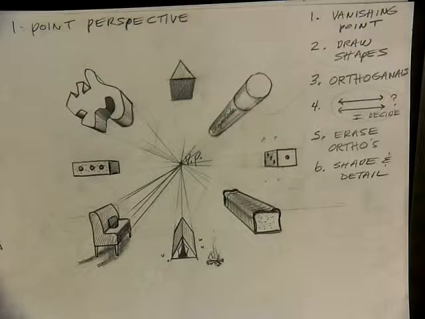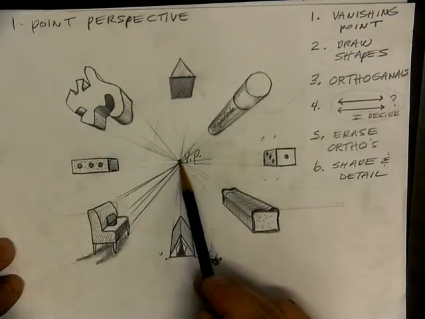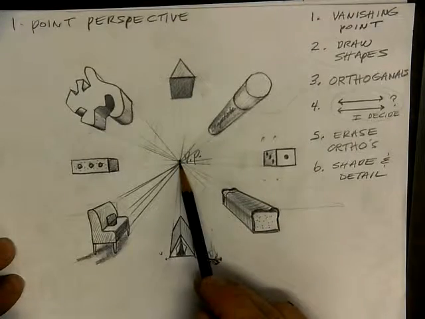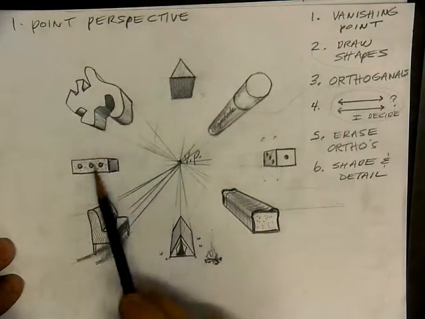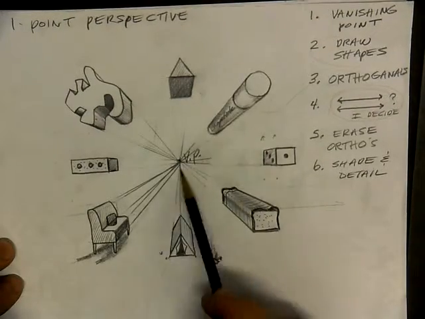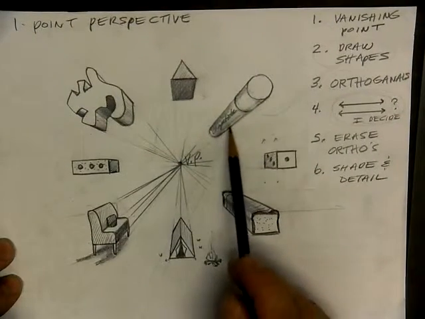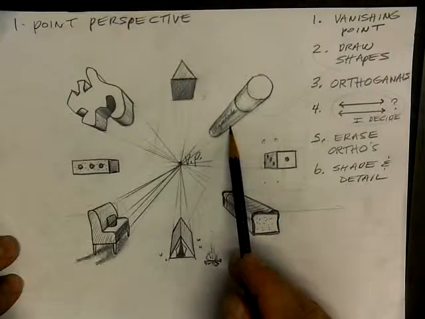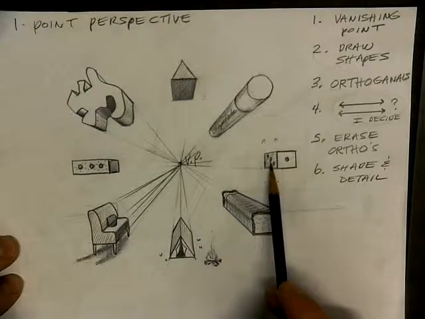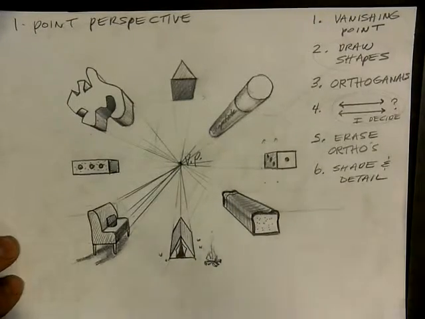Just as a refresher, we always want to start with our vanishing point. That's the most important thing, knowing where that is. We drew some shapes. We ended up learning this new word, orthogonals, these lines that go to the vanishing point. That helped us to make these more three-dimensional. Using parallel lines, we turned these into individual little 3D forms and shaded them and added detail.